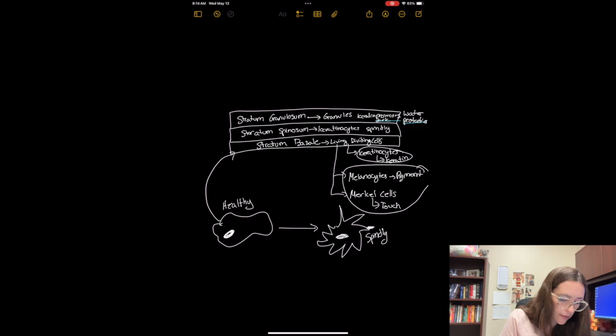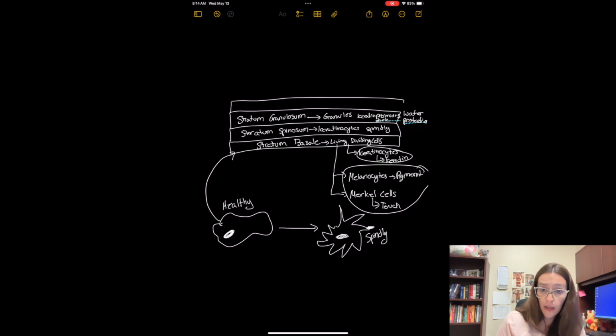The next layer is only found in thick skin, and this is the stratum lucidum. The stratum lucidum is really more to protect from additional friction, on the hands and on the feet, so on the palms of my hands and the soles of my feet. What makes it unique is it does have more protein production, more protection. You can feel that the palms of your hands and the soles of your feet feel different.